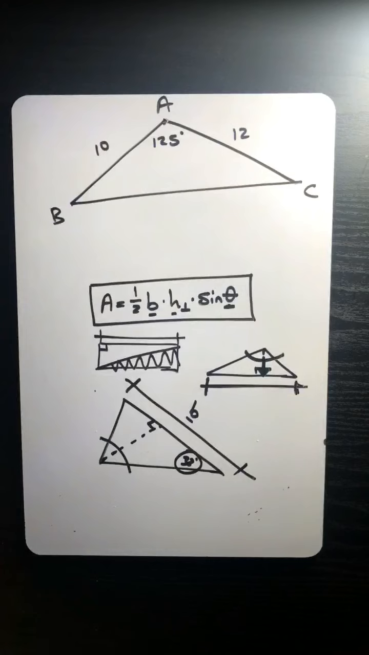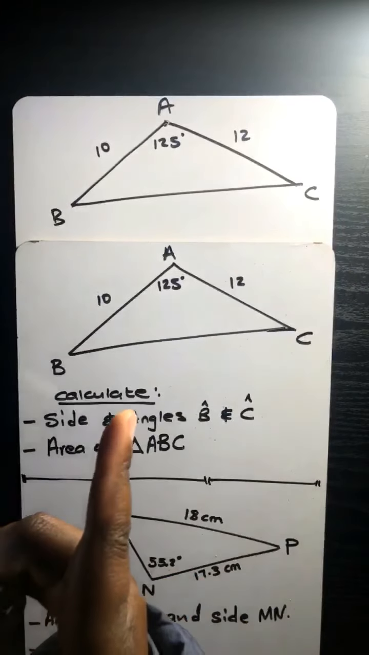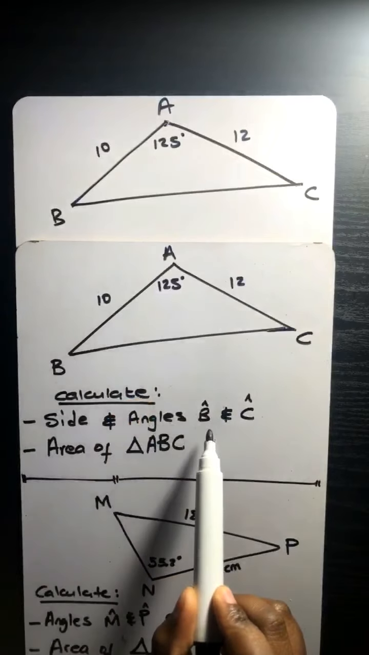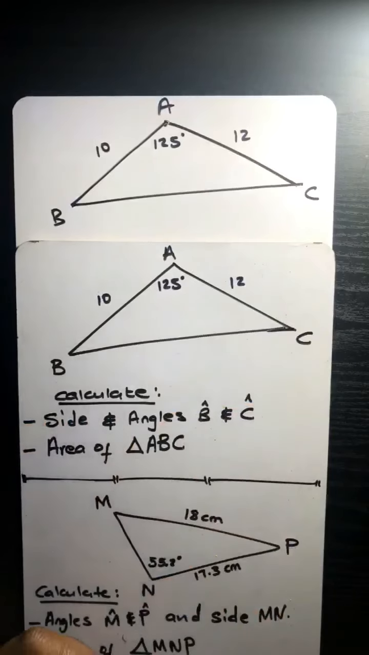Okay, so now let me remove all of this, and then from there we'll be answering the questions. So can you guys see the first question says calculate the side. Obviously we've got one unknown side over there, and also we need to calculate the angles, being angle B and angle C. And the second question is for us to calculate the area.